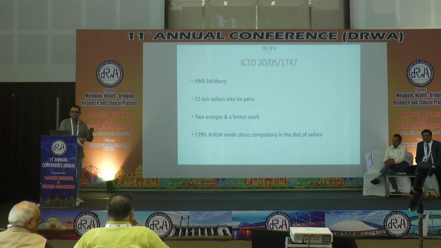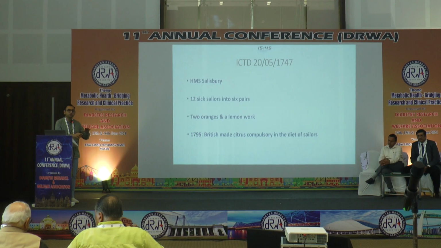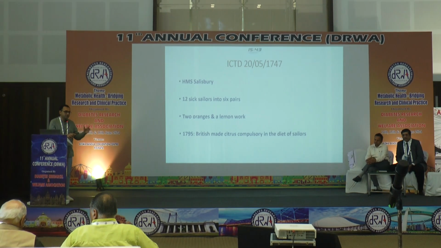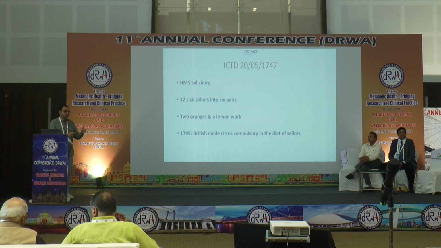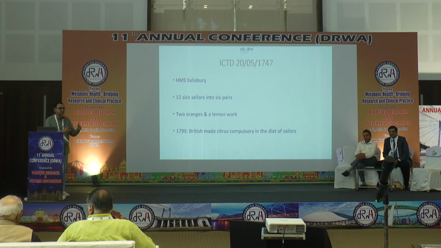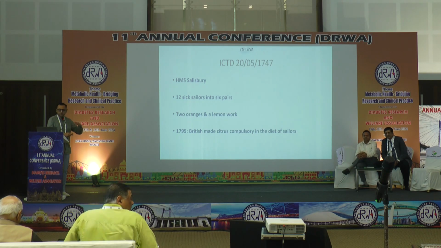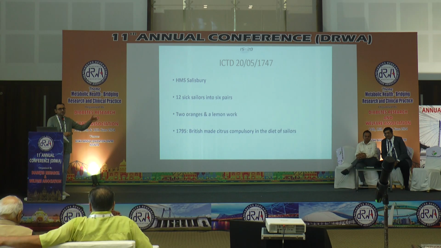What he had done, he took 12 sick sailors, because that was the time when the UK had faced lots of mortality amongst their army people due to scurvy, not due to the Spanish army men. So that was their first thought, how we can tackle that. He did this research on that ship with 12 sick sailors, divided into 6 pairs. And what actually works? 2 oranges and 1 lemon.